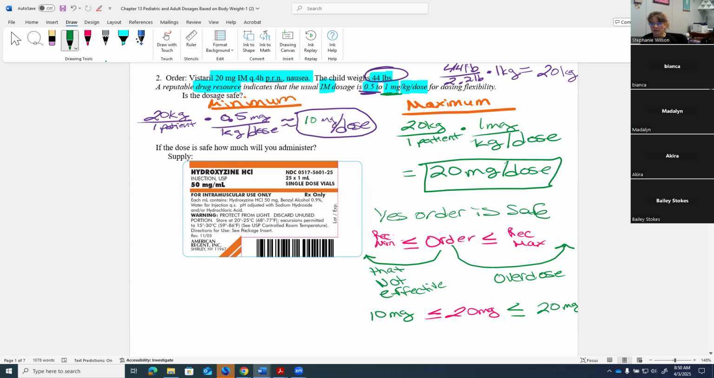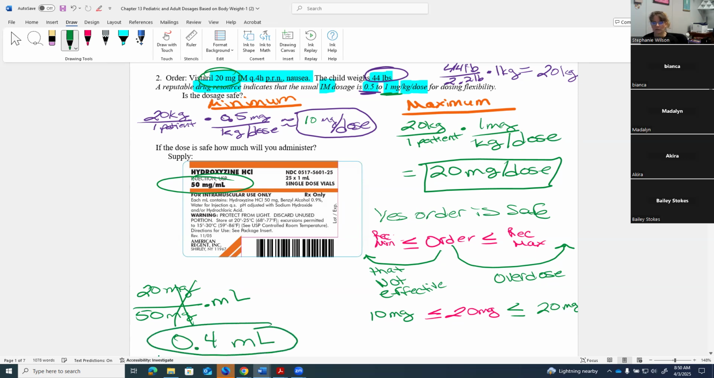Then we are going to calculate. I'm going to take my order, which is 20 milligrams, right? My order, and I'm going to divide it by the strength of my supply times the quantity of my supply. Of course, the milligrams reduce, and now I have 20 divided by 50, which is 2 divided by 5, gives me 0.4 milliliters. So that's what you'll administer to your patient. Okay, so let's move on just a little bit.